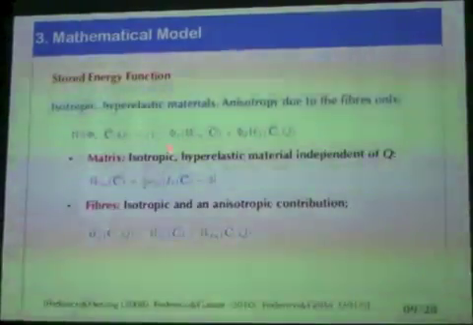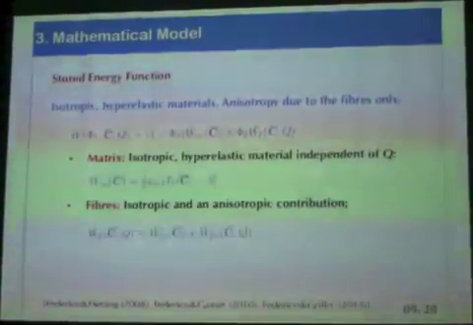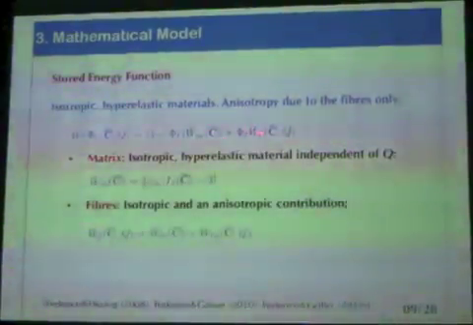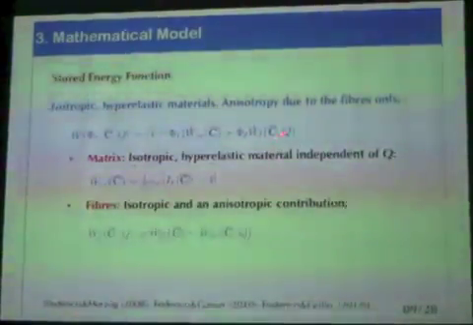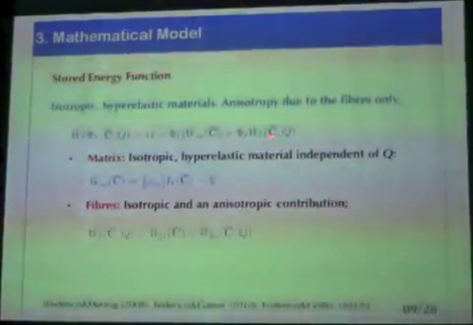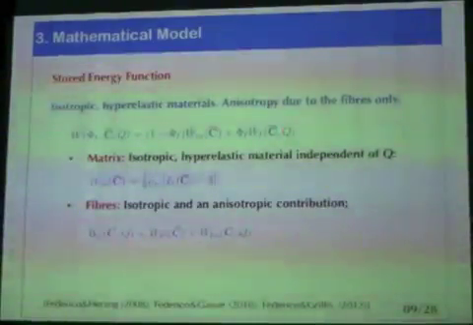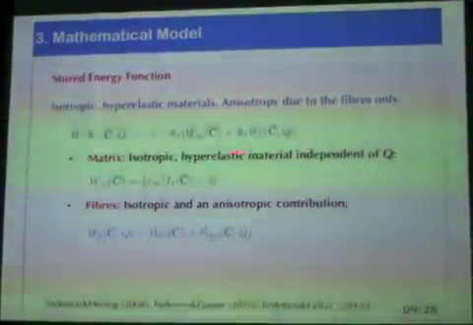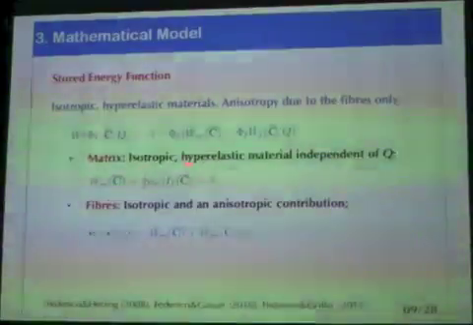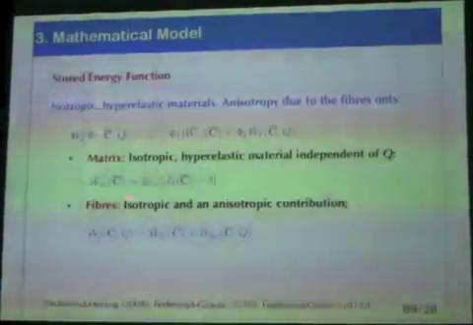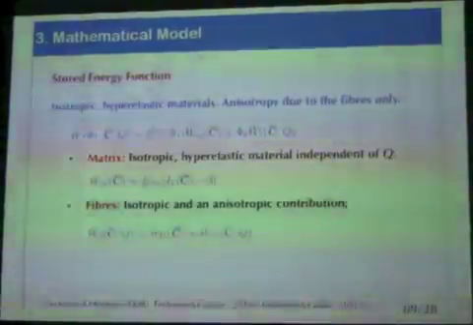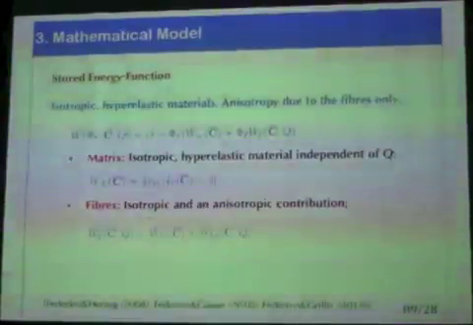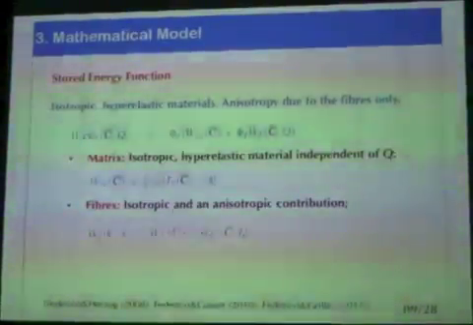So 1 minus phi f is actually phi m, the volumetric fraction of the matrix. This is the energy of the matrix, and this is the energy of the fibers, which depends on the distortional part of the Cauchy-Green deformation tensor and on Q. For simplicity, we assume that the matrix is isotropic and hyperelastic and independent of Q, and we take a simple Neo-Hookean energy, whereas the fibers are assumed to give both an isotropic and an anisotropic contribution, which is given by the sum of those two terms.